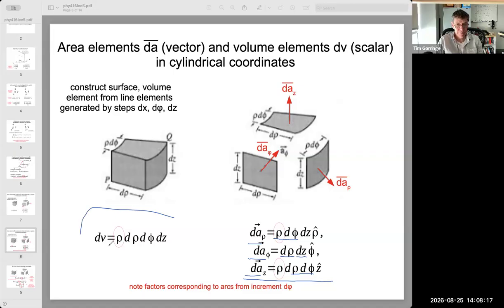And then over here, it's the volume element. It's just the product of those three steps in rho, phi, and z that sweep out this complete volume that I pictured upstairs here. And again, the little bit of subtlety is that when you take a step in rho, d rho, the arc length of the line that you sweep out is rho d phi. So there's a rho in here.